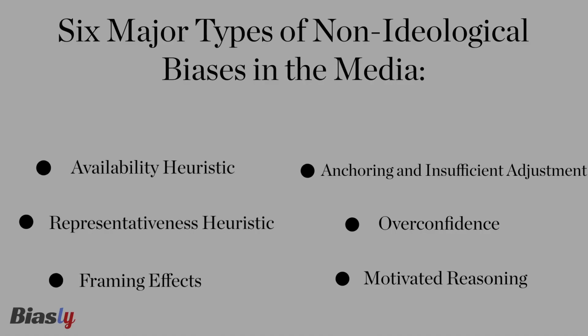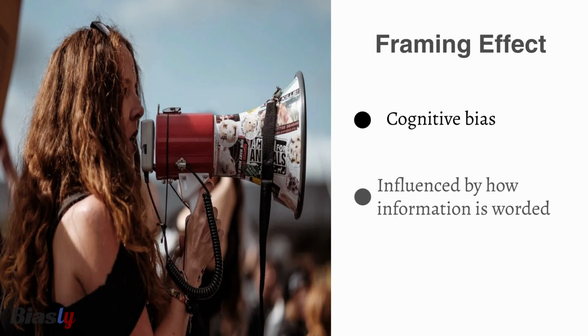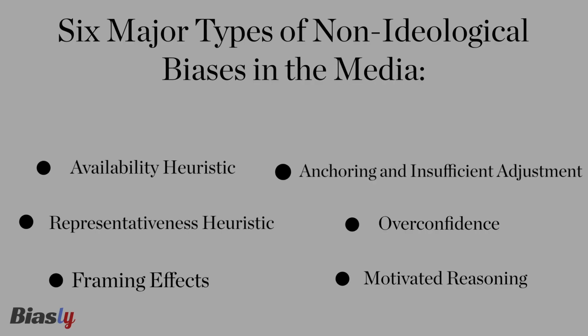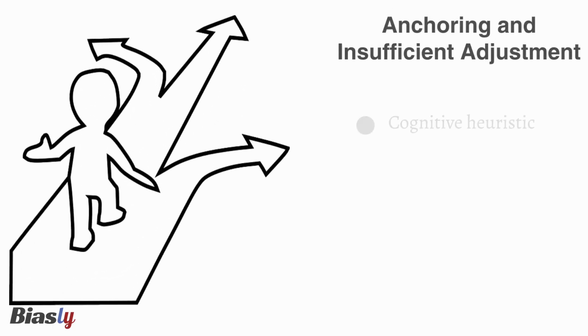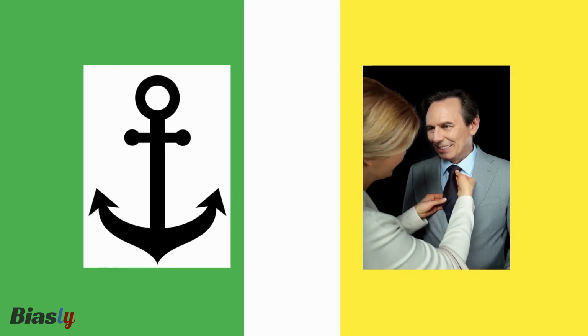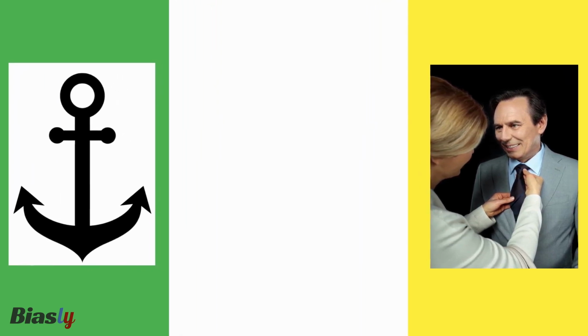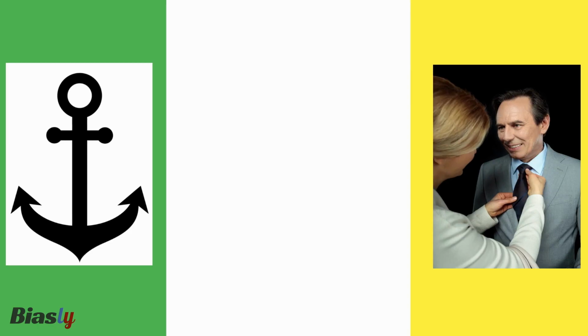Then, framing effects. The cognitive bias wherein an individual's choice from a set of options is influenced more by how the information is worded than by the information itself. Then, anchoring and insufficient adjustment, a cognitive heuristic where a person starts off with an initial idea and adjusts their beliefs based on this starting point. Anchoring and insufficient adjustment have been shown to produce erroneous results where the initial anchor deviates from the true value.